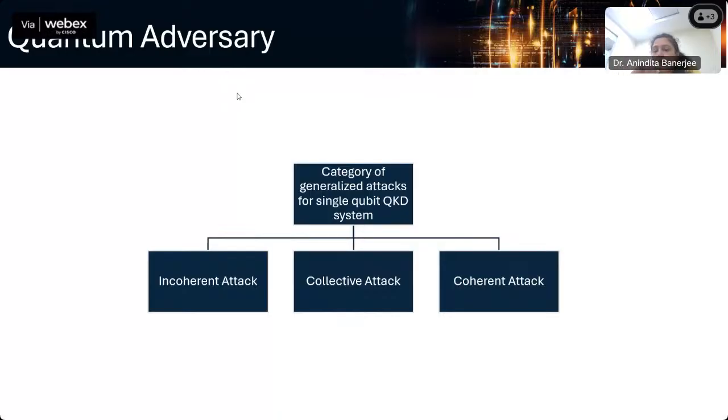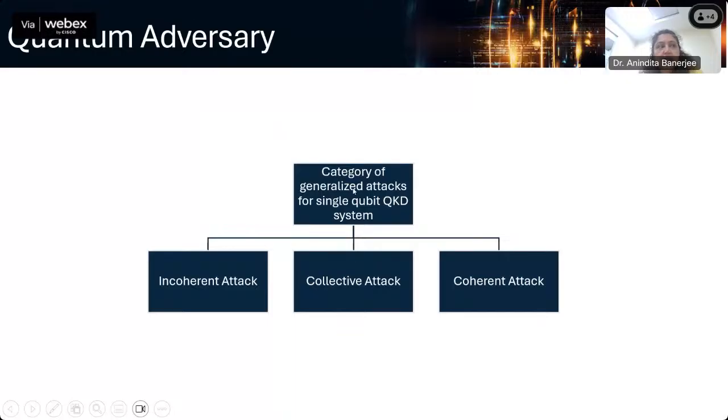But in the quantum world, we give all the powers of physics to the adversary. Anything which I am not able to have in this era, I will always be calculating my present risk with respect to the information leakages which can happen if there is a quantum adversary lab with quantum memory, with quantum computer, with quantum repeater. So we categorize the attacks.